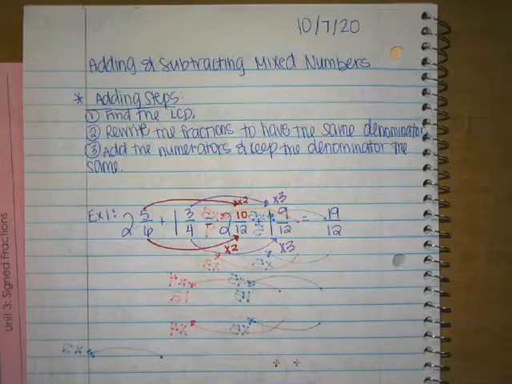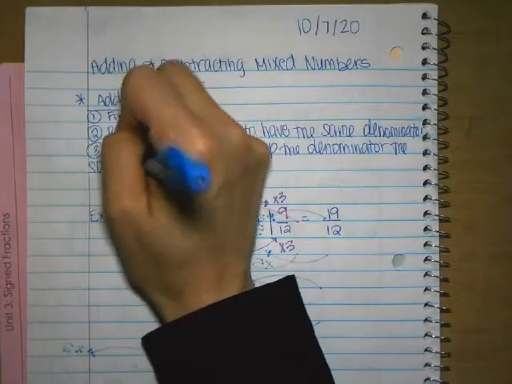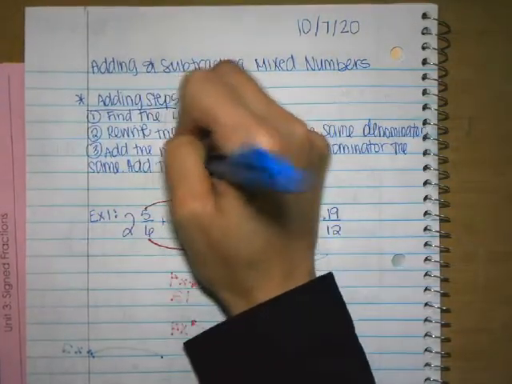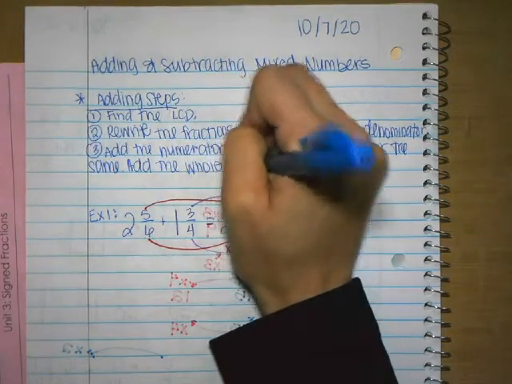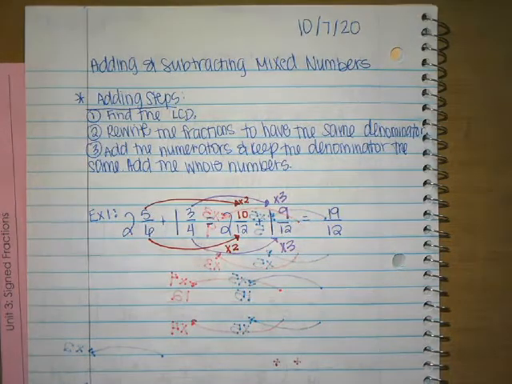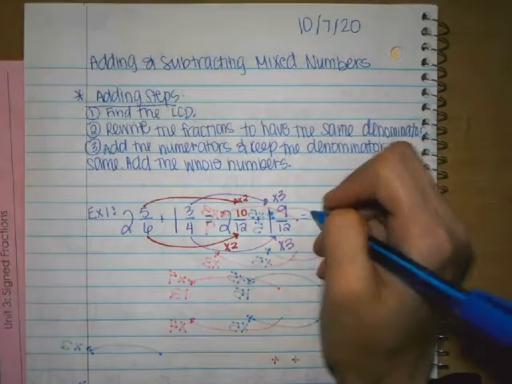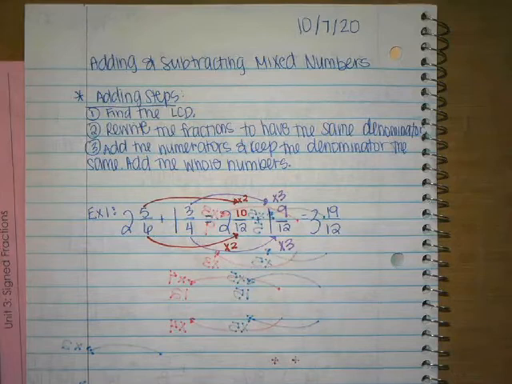What also should I do as part of step 3? What do you think? What do you think, guys? Add the whole numbers. So in part of step 3, you're also going to add the whole numbers. When I add my whole numbers, what am I going to get? Yes, what is it though? 3, because 2 plus 1 is 3, right? So what do we have right now? 3 and 19/12.